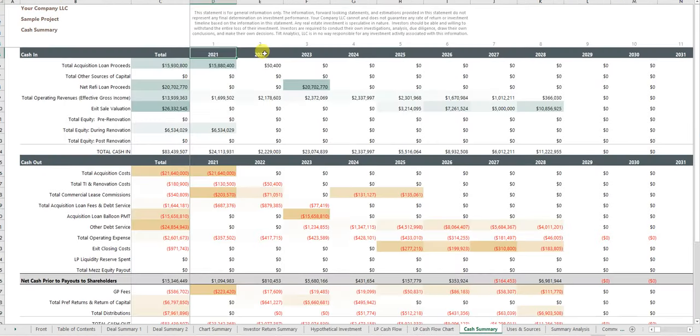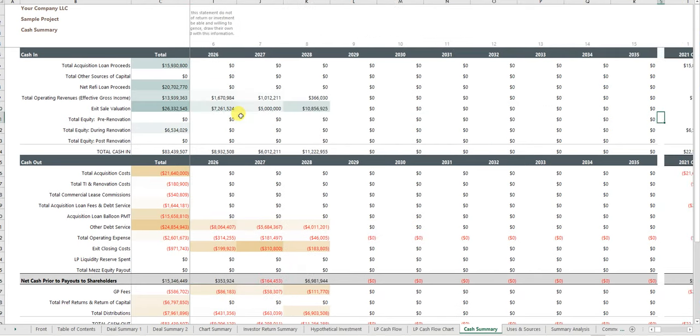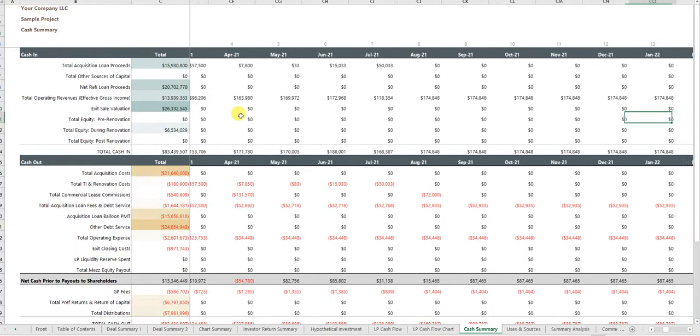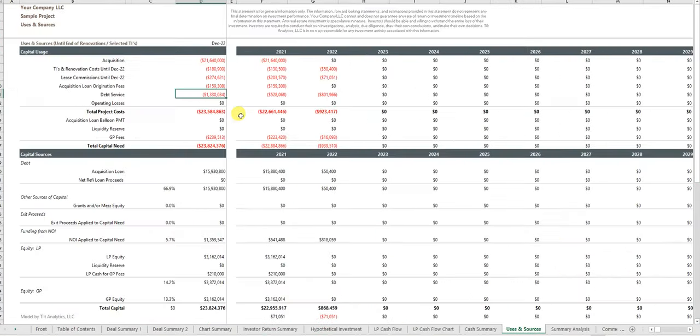This cash summary is one of my favorite sheets. It's your entire project in one look. You have your cash in green over all of your cash out. I can see the information annually. Scroll to the right, see it quarterly. Scroll to the right further and I can see it monthly. Similarly with the uses and sources, I can see those annually or monthly.